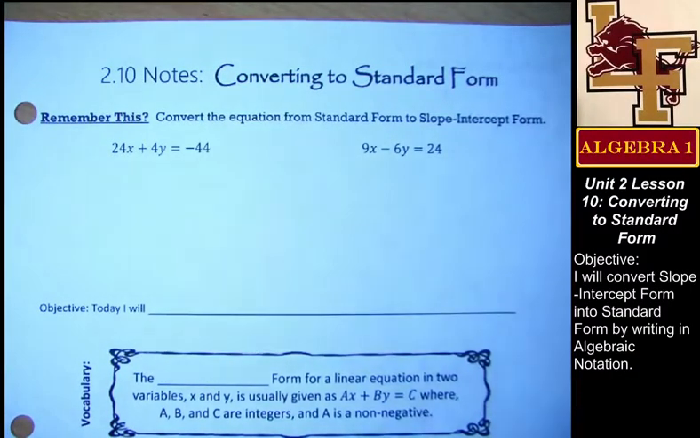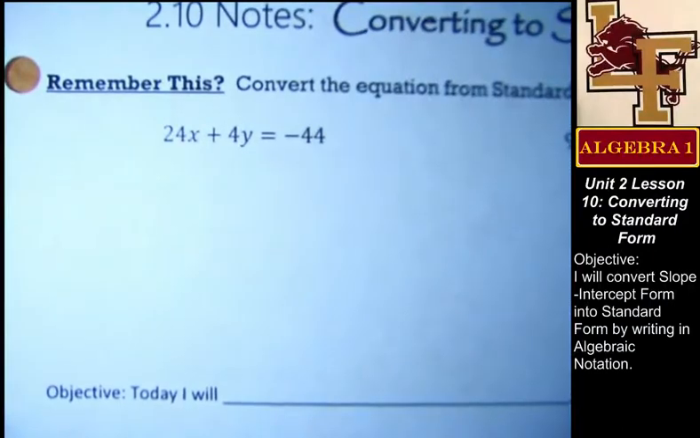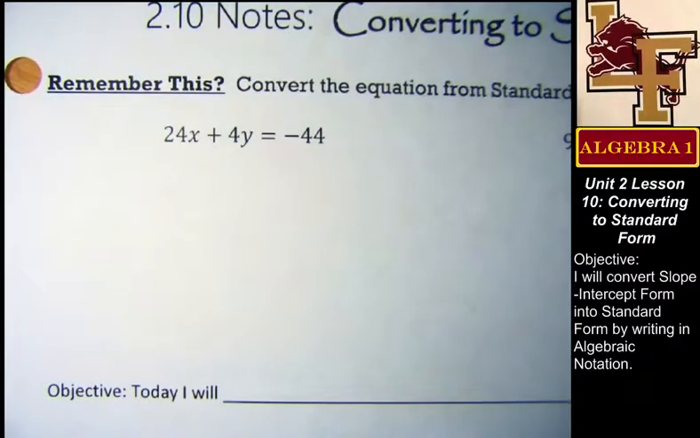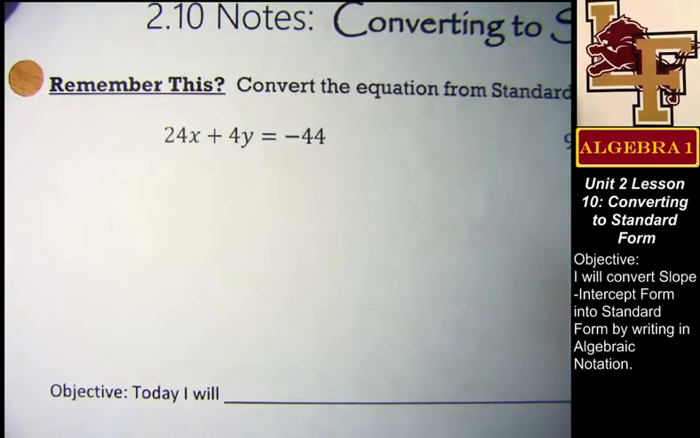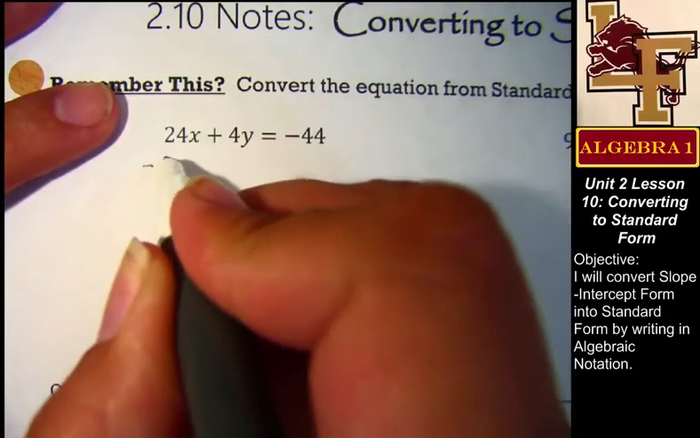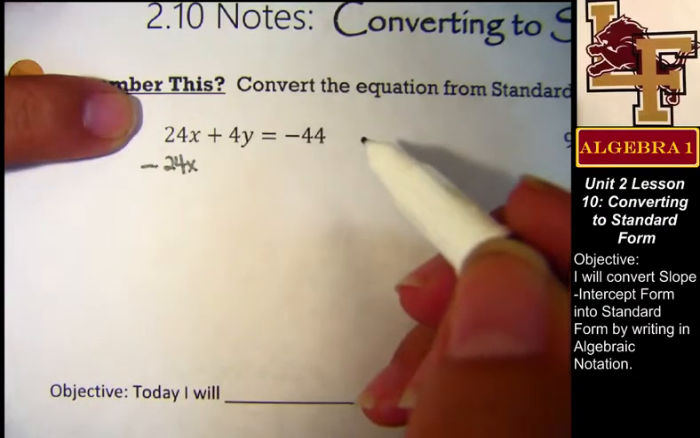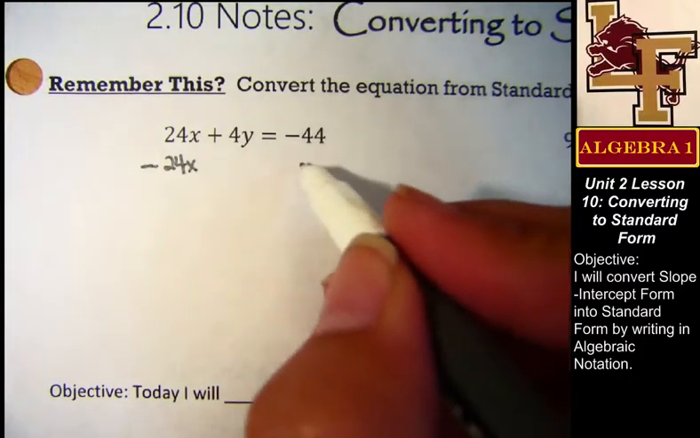Hi, so we're working on doing some more conversions today. Last time we were together, we went from standard form to slope-intercept. And so that's what these two are. They start in standard form. We're going to go to slope-intercept. So our first task was to remove the x term. The sign on that was positive, so I'm going to subtract it.